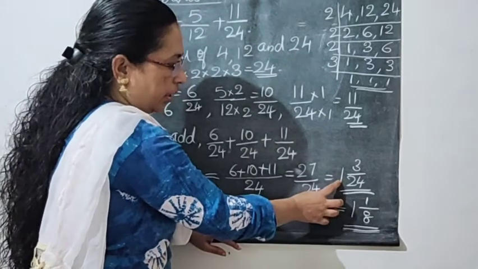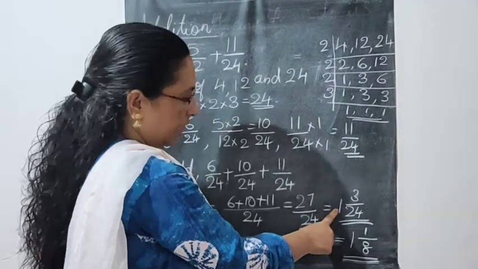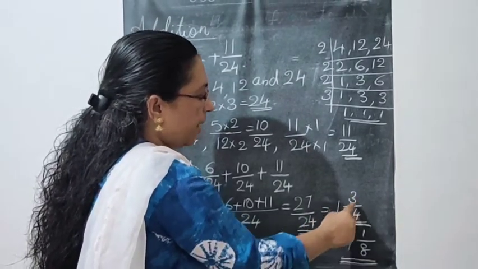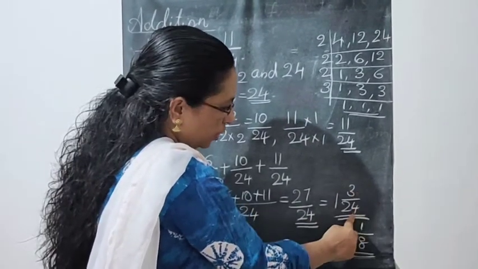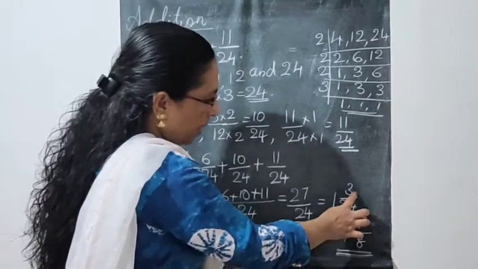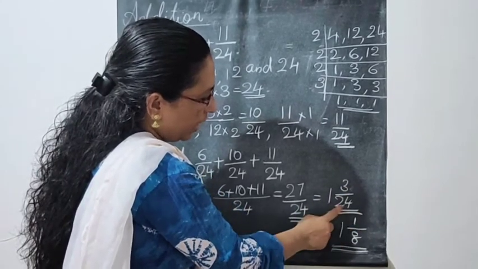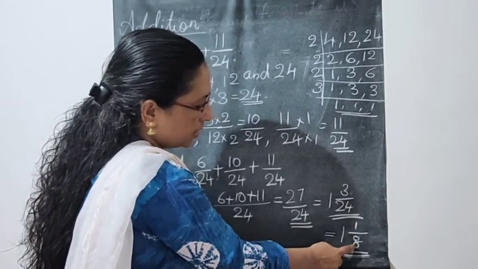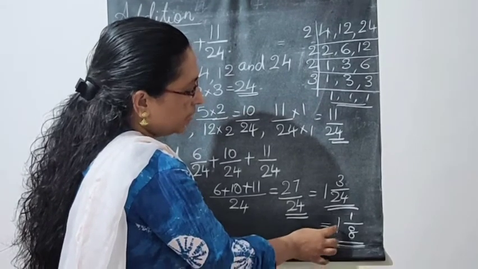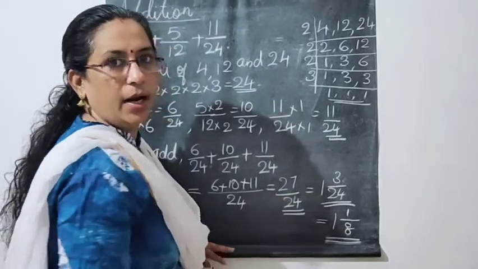We can convert it into a mixed fraction. That means 1 whole 3 by 24. This 3 by 24 again we can convert into its lowest terms. 3 by 24, we can divide by 3. 3 divided by 3 is 1, and 24 divided by 3 is 8. That is why the final answer is 1 whole 1 by 8. Okay, understood all of you?